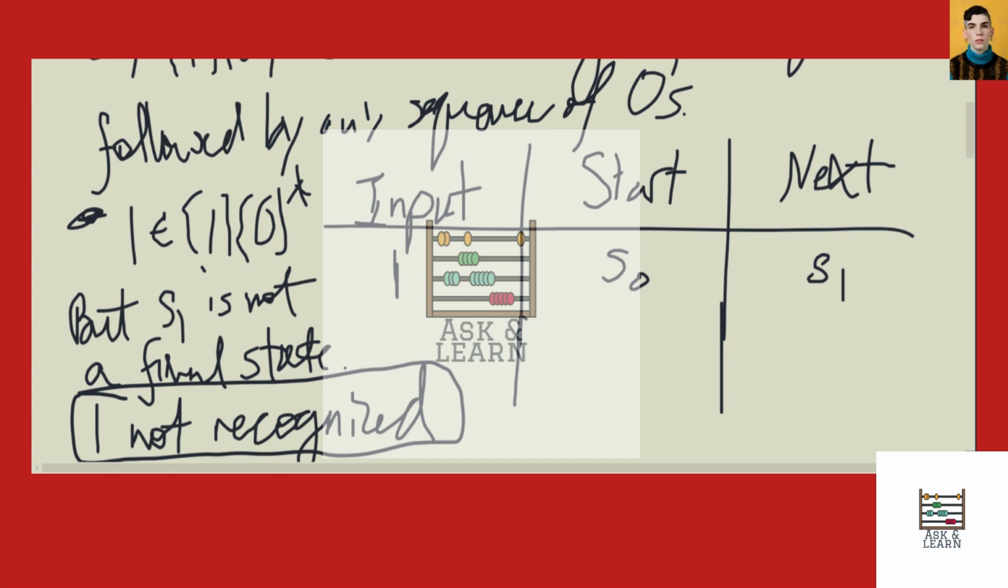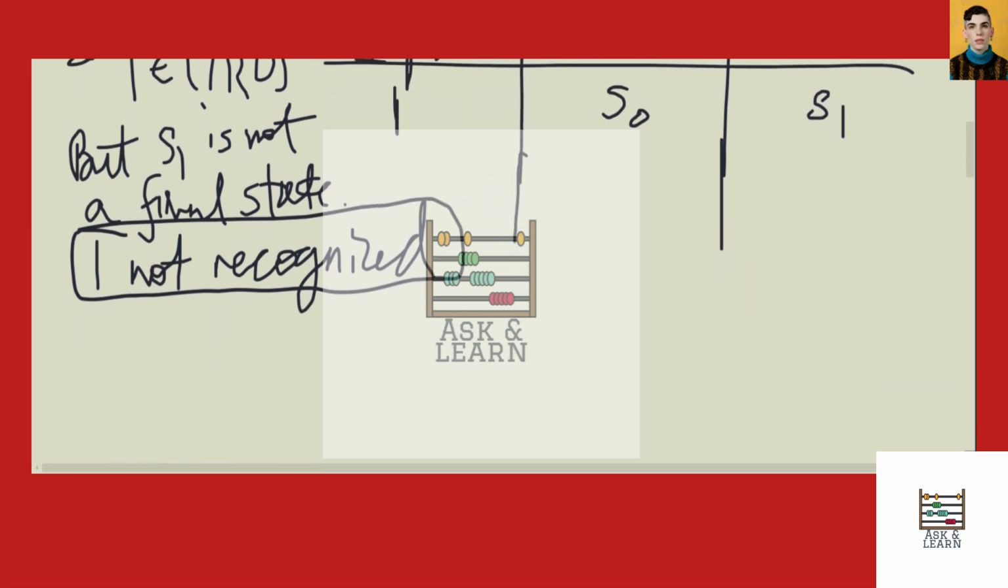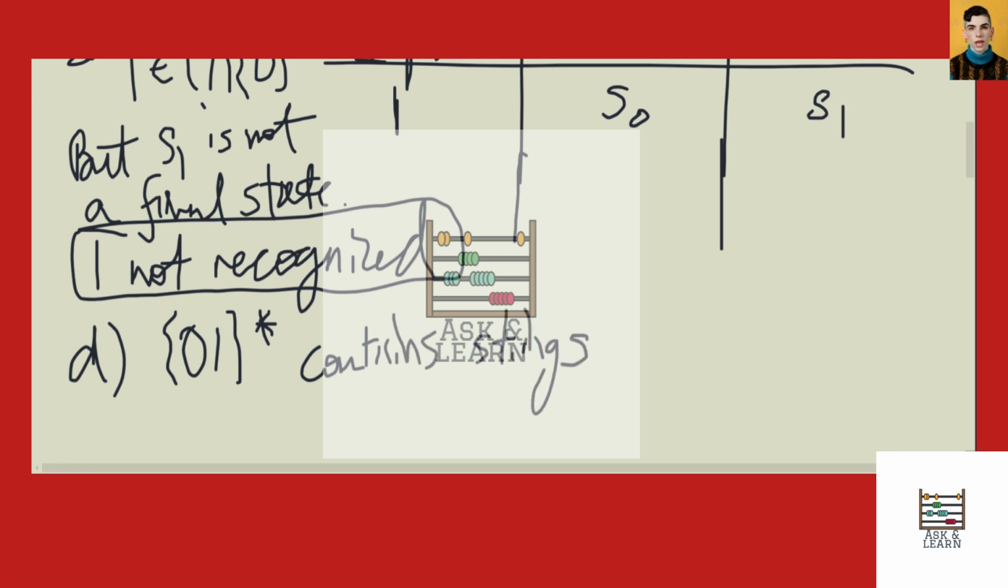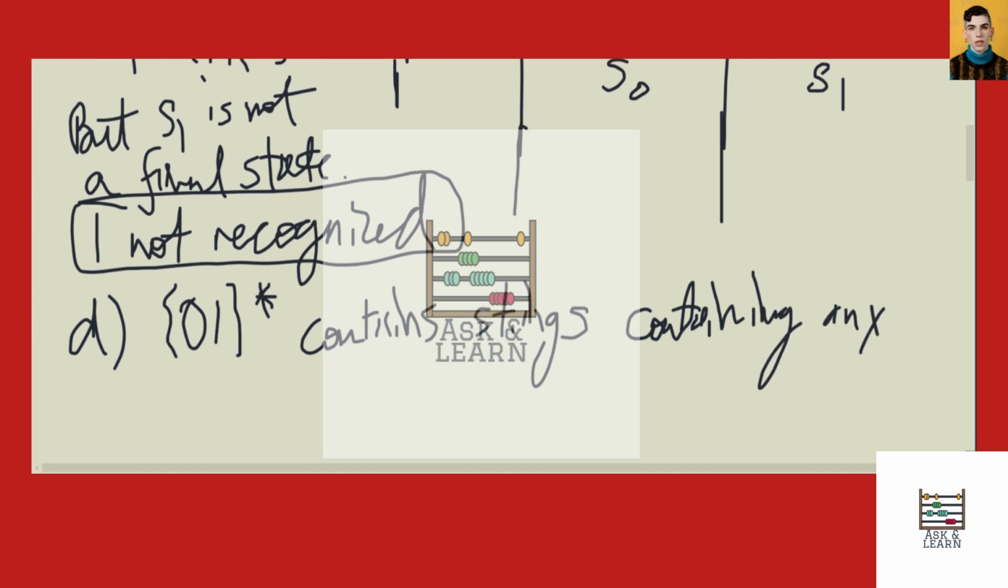In part D, we are given the Kleene closure of the set containing 0 and 1. This contains all strings containing any sequence of 0s and 1s, or the empty string.